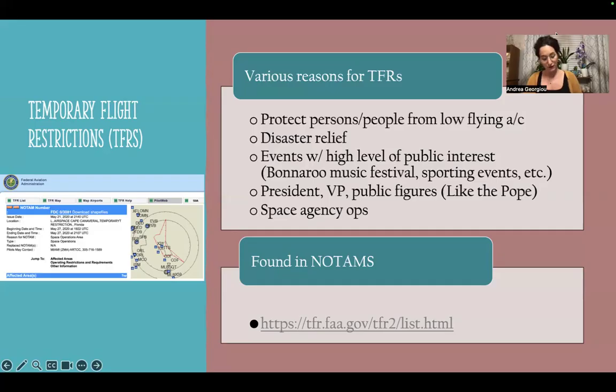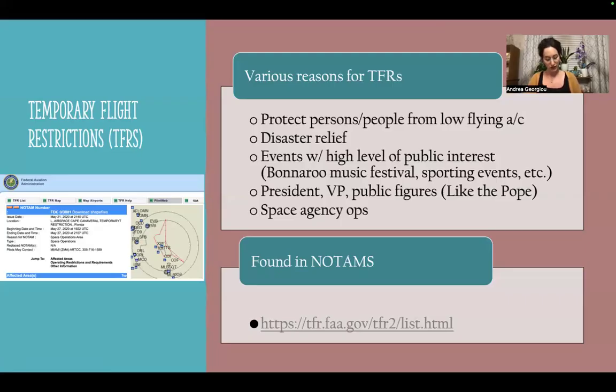Number 2 says safe environment for the operation of disaster relief aircraft. Number 3, prevent an unsafe congestion of sightseeing aircraft above an incident or event which could generate high degree of public interest. So I have on here like Bonnaroo Music Festival, sporting events, campus events have TFRs. The political conventions have temporary flight restrictions. Sometimes conferences do if they're really large. So anywhere where there's a lot of people involved.